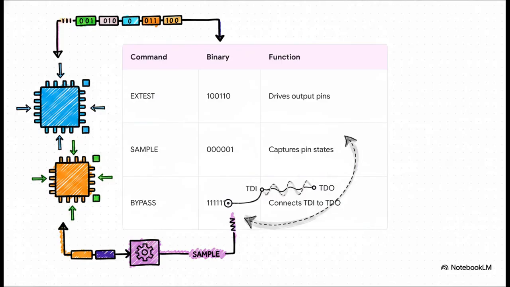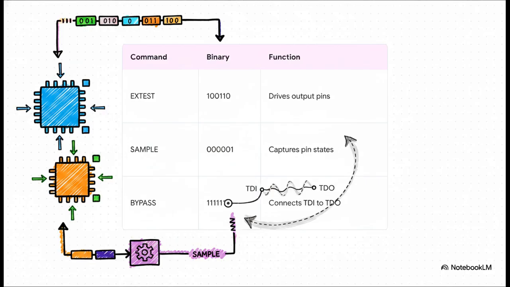To make this concrete, let's look at what these instructions actually are in the real world. These are real opcodes from AMD UltraScale FPGAs. When you're sitting in that shift IR state, you are feeding in binary codes exactly like these. If you shift in 100110, you're loading the EXT-test command, which completely takes over the physical output pins of the chip for boundary scan testing.